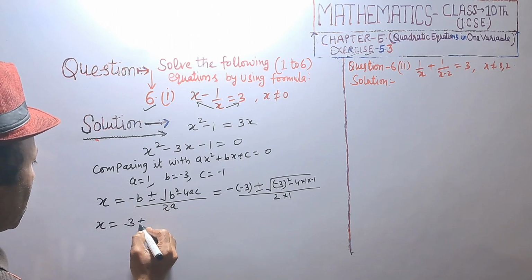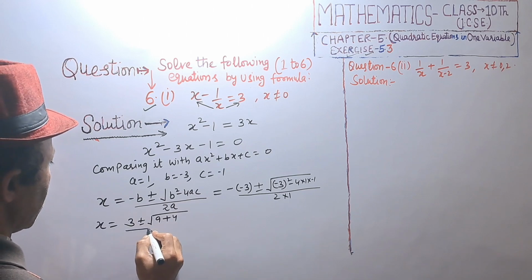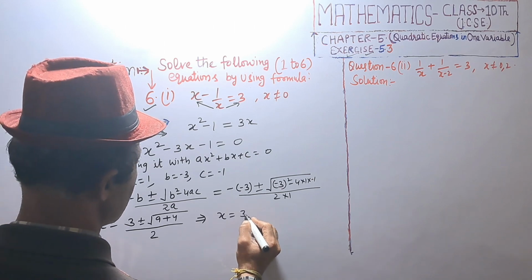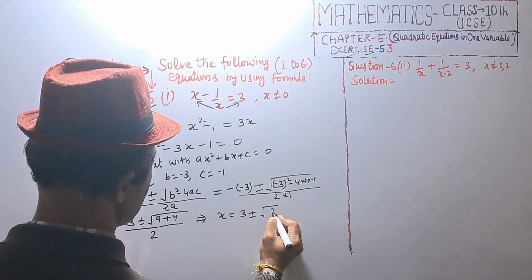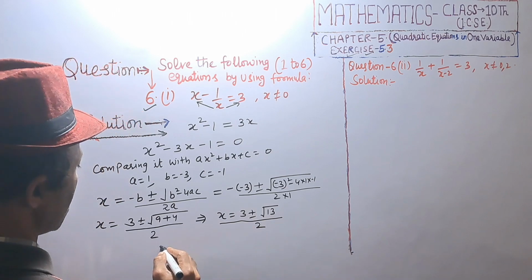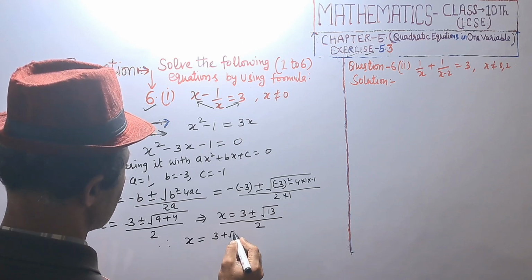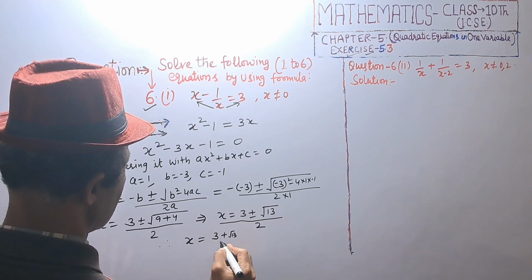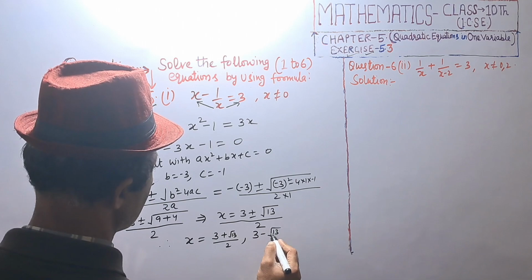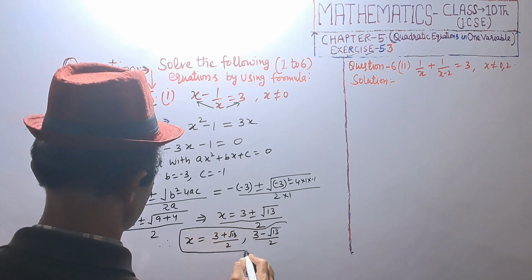x is equal to 3 plus minus root 3 square is 9 plus 4, divided by 2, which implies x is equal to 3 plus minus root 9 plus 4 equal to 13, divided by 2. So value of x we get 3 plus root 13 upon 2 and 3 minus root 13 upon 2.